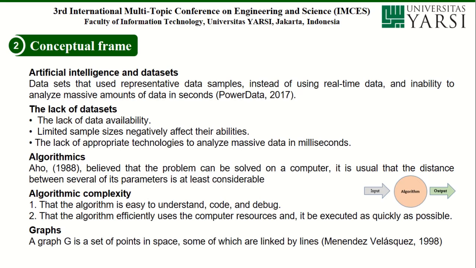Another important concept that we use here is a graph G, that is a set of points in space, some of which are linked by lines. Formally, the graph G consists of two finite sets, N and A. N is a set of elements of the graph, also called vertices or nodes, and A is a set of arcs, which are the connections responsible for relating the nodes of the graph.